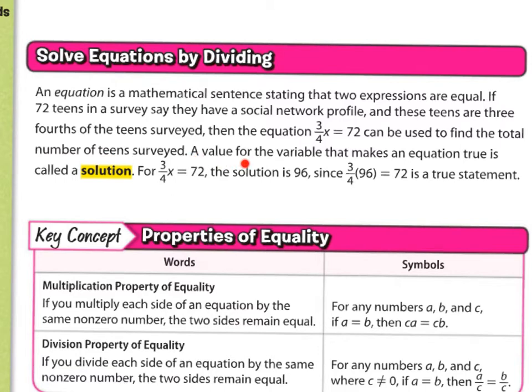A value for the variable that makes an equation true is called a solution. So when we find the value of this variable and it makes this statement true by saying 3/4 of this specific number is 72, that's called our solution. The solution is 96. Since 3/4 of 96 is 72, it is a true statement.